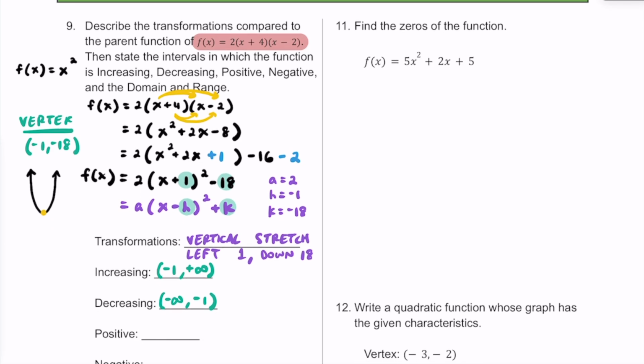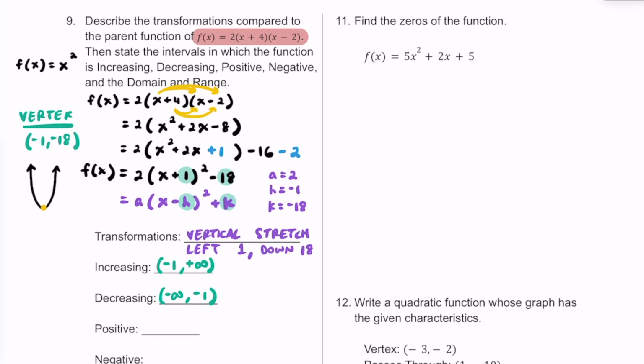Now, to figure out when this parabola is going to be positive or negative, we're going to need a little bit more information. So keep in mind what the intercepts are in this problem, right? So it's very, very important. If we take a look at our zeros, we can see that our zeros are going to be at x equals -4 and at x equals +2. Those are going to be the two x-intercepts.